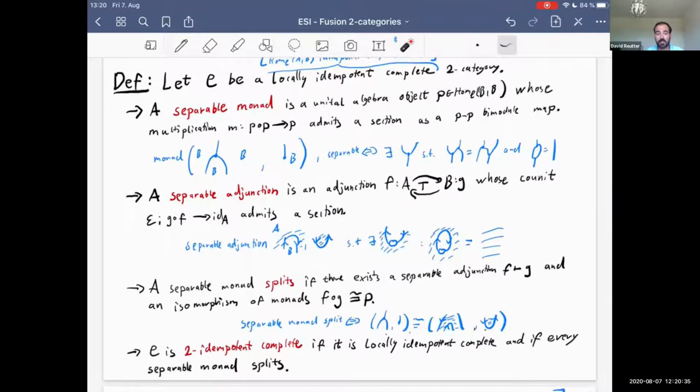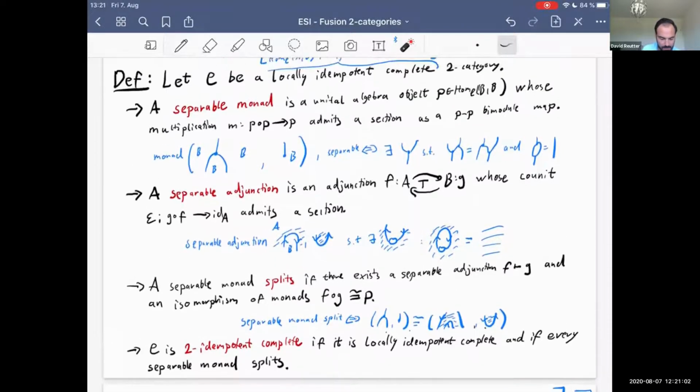And we say that the 2 category is 2 idempotent complete if it is locally idempotent complete and if every separable monad splits. So whenever I have a separable monad in my 2 category, I'll actually recognize that it comes from such an adjunction. So I can always replace this monad here by this new object that it actually wants to encode, right? Similar to idempotent completeness, so really split these things apart. Okay, so that's the definition.